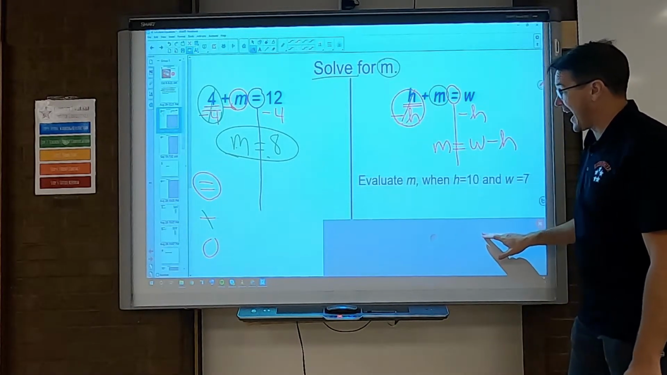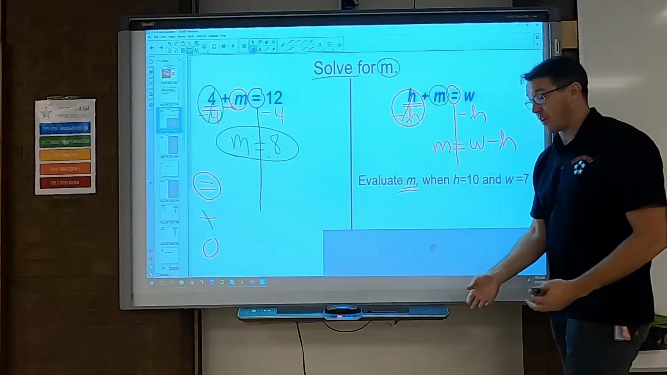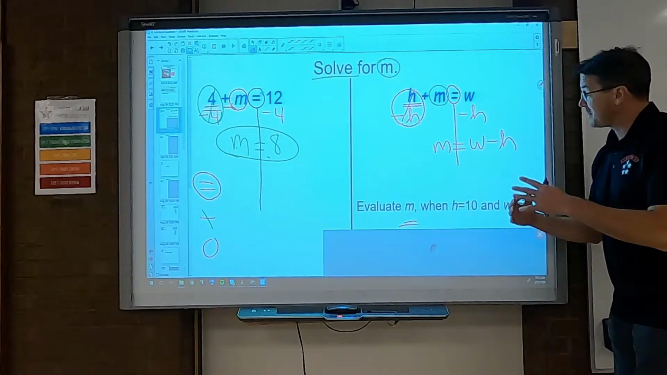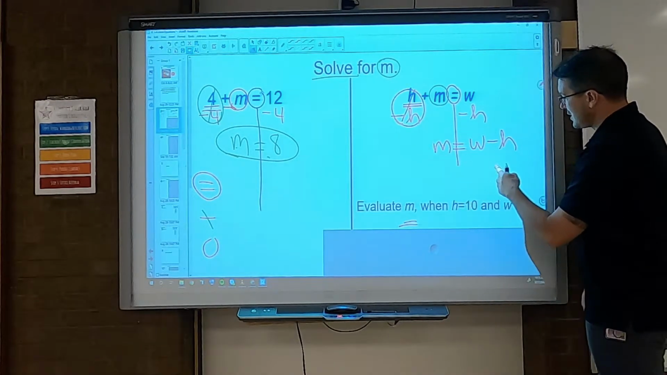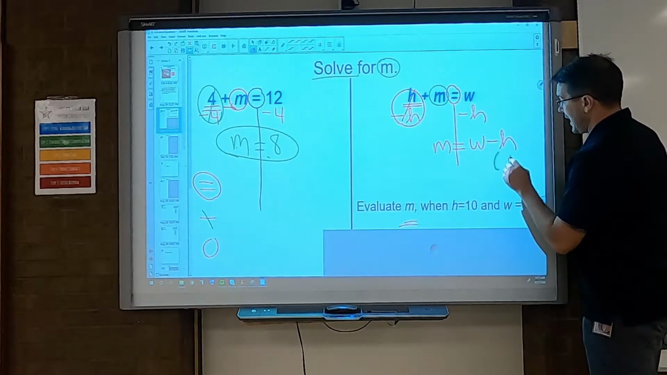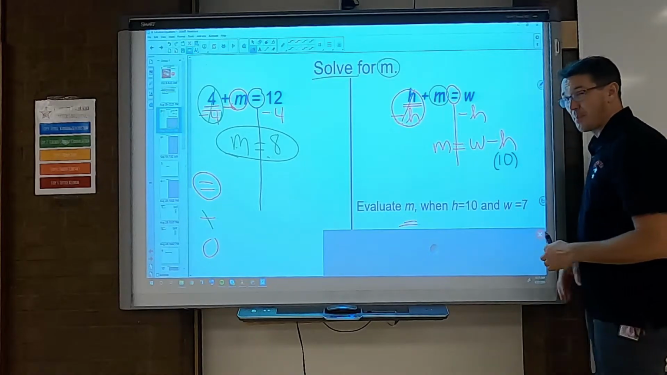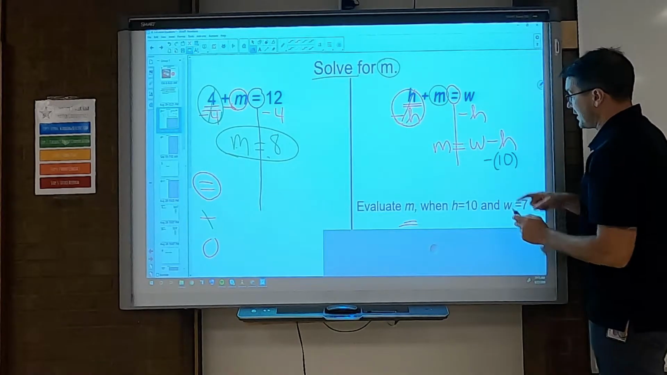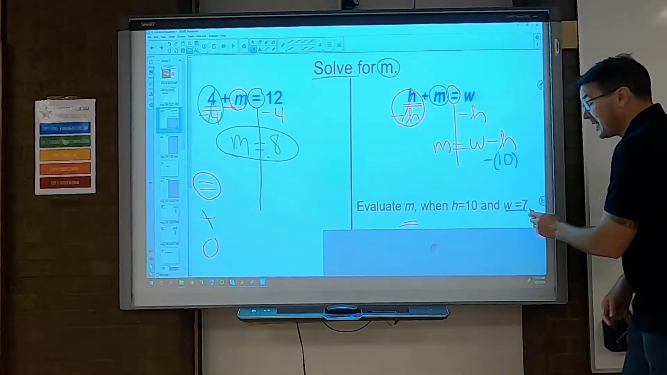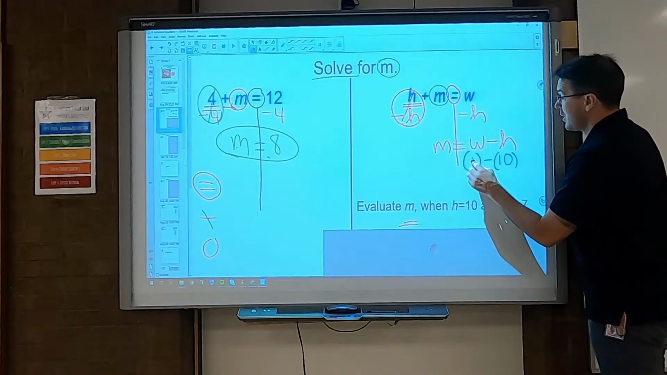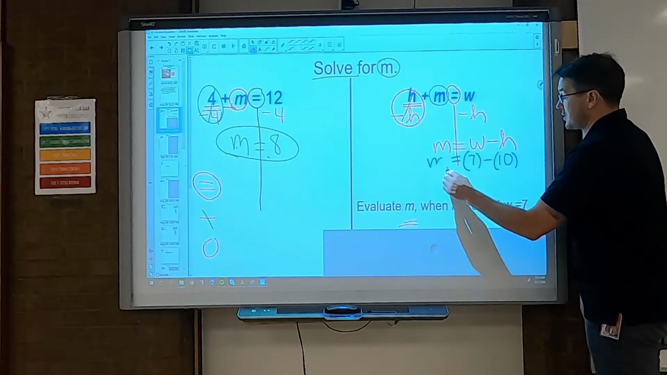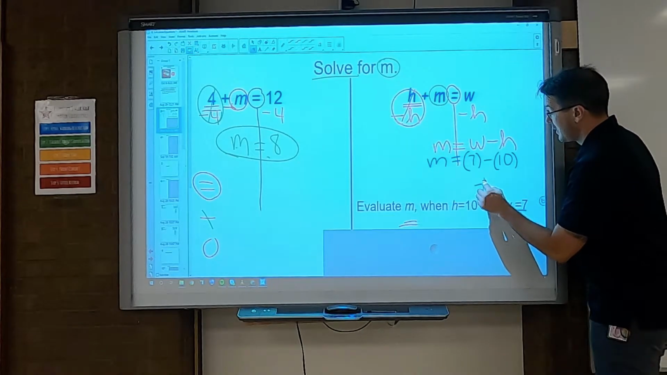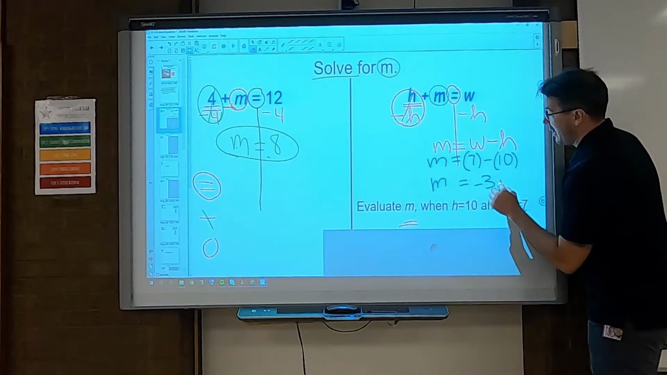Now, once I've done that, I can evaluate m, meaning I'm going to solve for m. It says, okay, well, what are you going to do if I told you h was 10? That means I would go back to my problem now, and I'd say, okay, h is 10. I'm going to go to my problem and substitute the h with a 10. See how I put it in parentheses? I always put it in parentheses because I don't want to make a mistake and mess up the sign. So I bring down that minus from the equation, and it says, and w is 7. So I'm going to substitute the w with a 7. And so now I can solve that. What's 7 minus 10? Well, 7 minus 10 is negative 3. So now I know m equals negative 3.